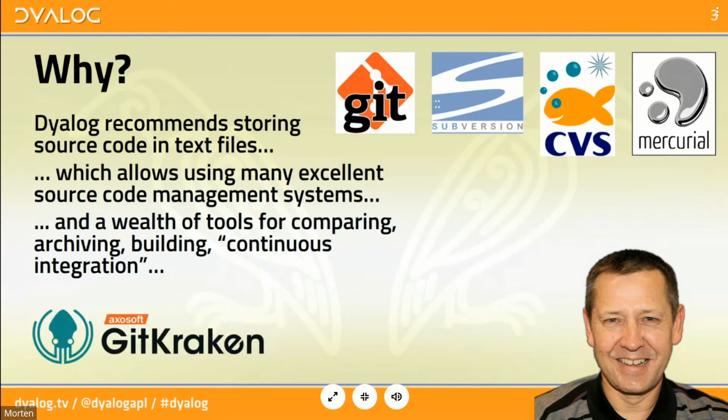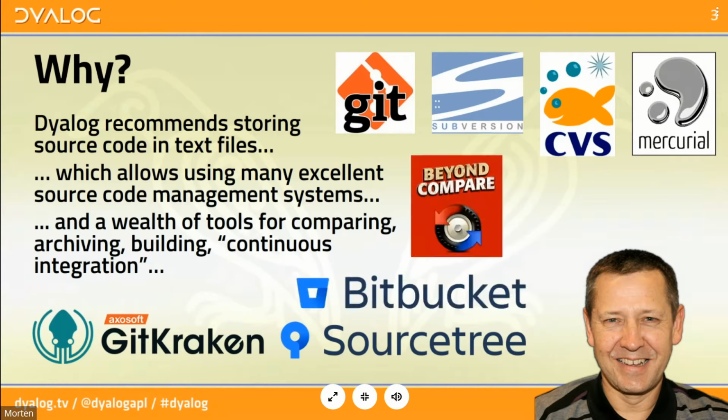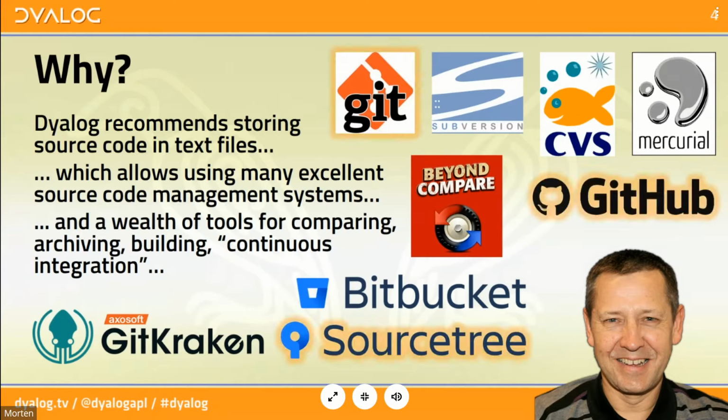There are a number of graphical front ends. This is just a random collection, things like GitKraken, Sourcetree, Bitbucket. Beyond Compare is a file comparison tool, GitHub. Some of these we use regularly at Dyalog, the ones that are highlighted now. Git is our main source code management system, at least within the APL tools group. GitHub is a service that we use on the internet to give other people access to those libraries, share them outside our own little group. And Sourcetree is a graphical front end that we use on top of the source code management systems.